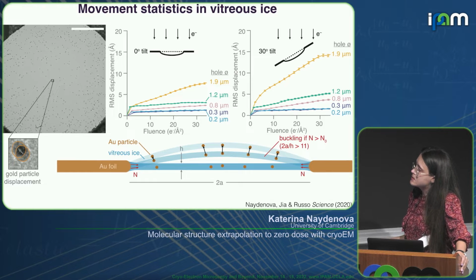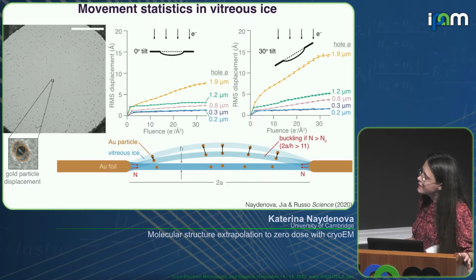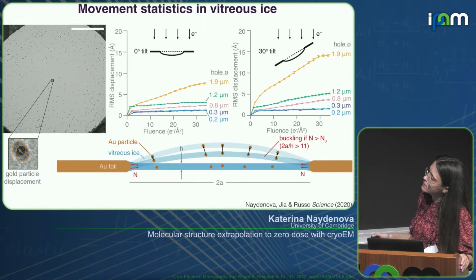There are large displacements at the very onset of irradiation, both in plane and perpendicular. The larger the hole, the larger the total displacement and the initial displacement. It's always bigger for the tilted image rather than for the untilted, meaning most of this displacement is out of plane relative to the foil.